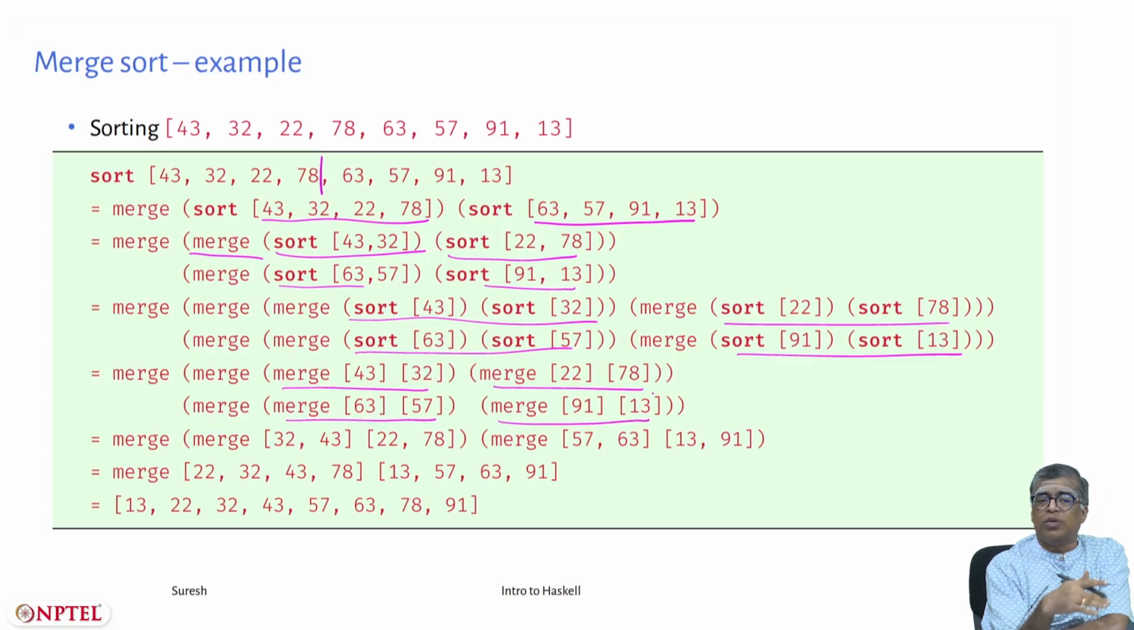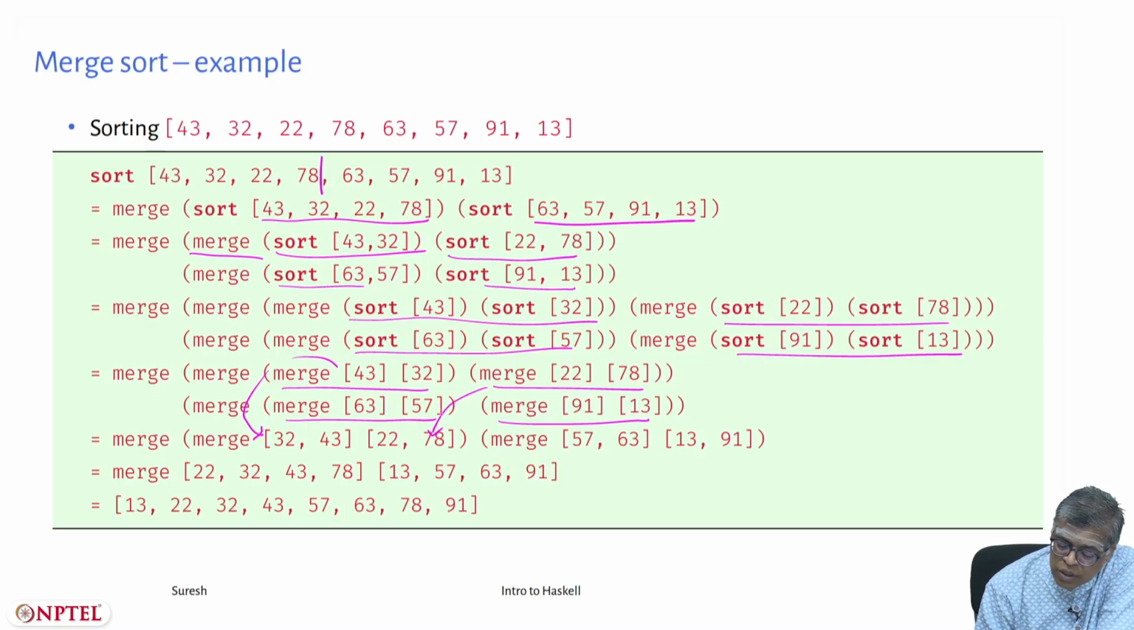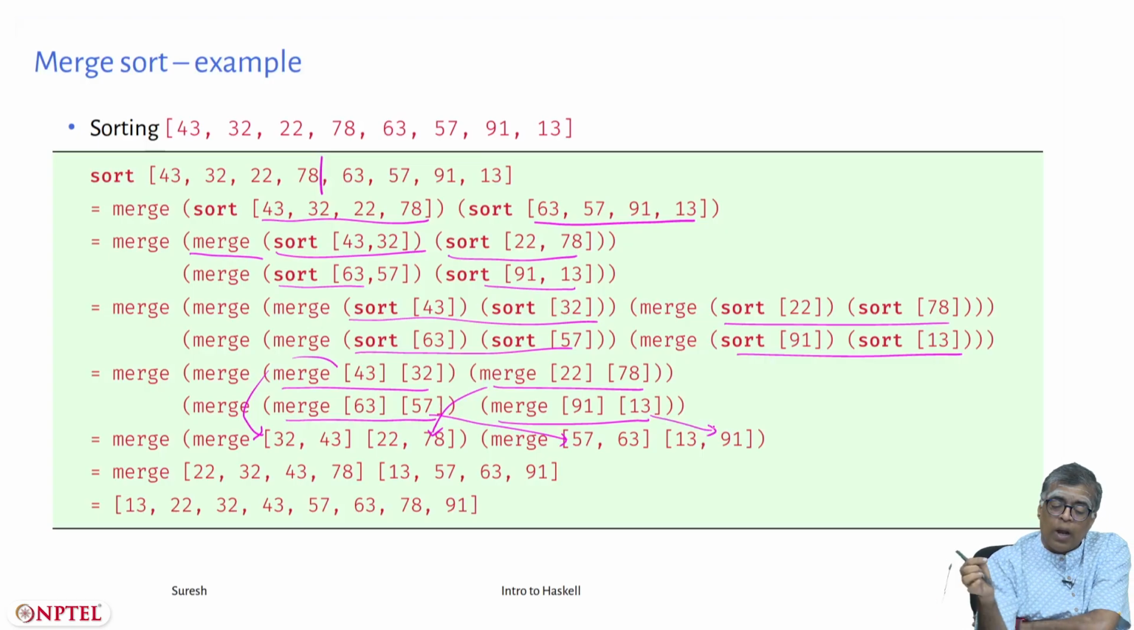If you actually follow the merge procedure, you will get 32, 43. Merging 22 and 78 will give you this list. Merging 63 and 57 will give you 57, 63, and so on. And now if you merge them, I will get 22, 32, 43, 78, 13, 57, 63, 91.